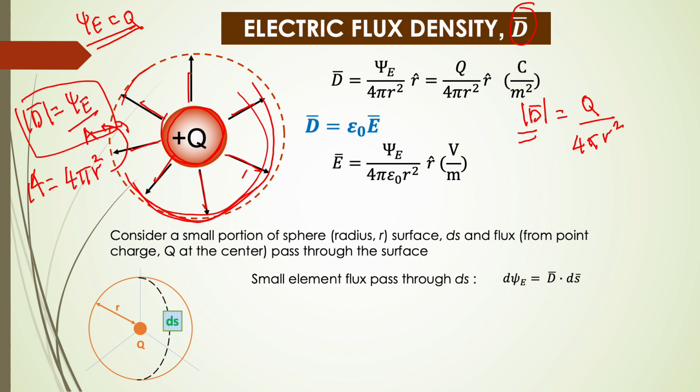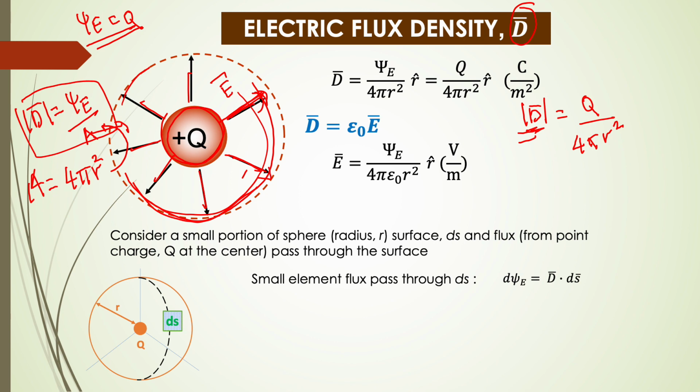If you want to make it into vector form, the direction of your D is equal to the direction of your E. So where is the direction of E? The direction of E will be in this direction, pointing outward.